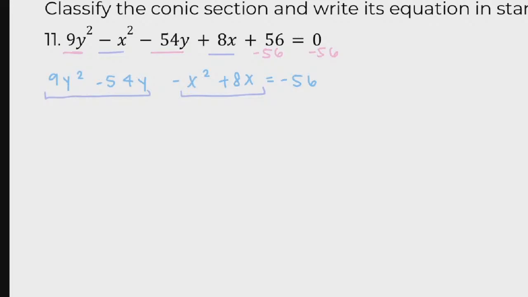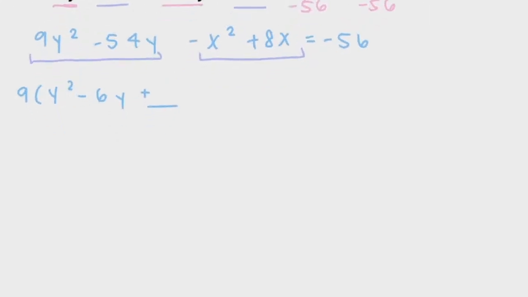So for the first one, we're going to first factor out the 9, so we get y squared minus 6y. And then we're going to add, this number is always going to be b over 2 squared. So the b value is negative 6. Negative 6 over 2 is negative 3, and then negative 3 squared is 9. So we're going to be adding 9. So that means on the other side I have to balance it out. But since we factored out the 9, I'm really adding 81.